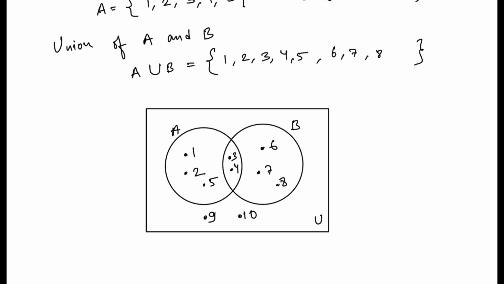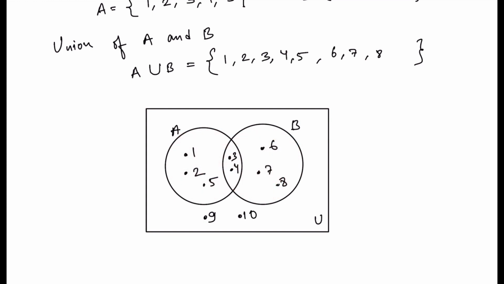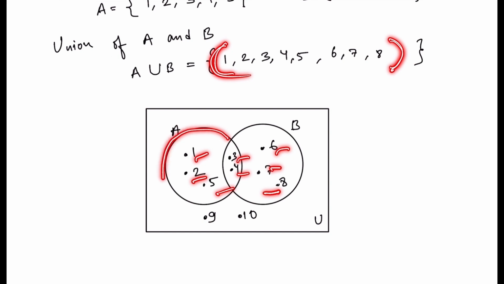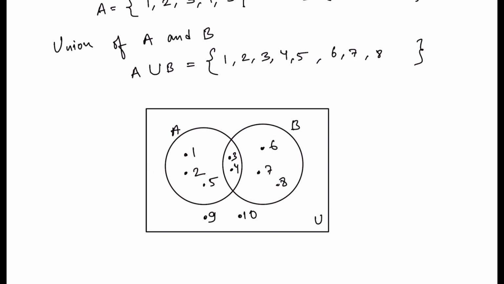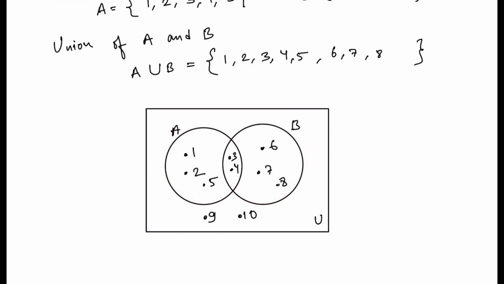Now check the region in which these elements are. Okay, now this is the region. Basically this entire region is the region of A union B. See, the elements of A union B are from 1 to 8. In this region, whatever the elements are there, those elements belong to A union B. So that means this is the region for A union B.